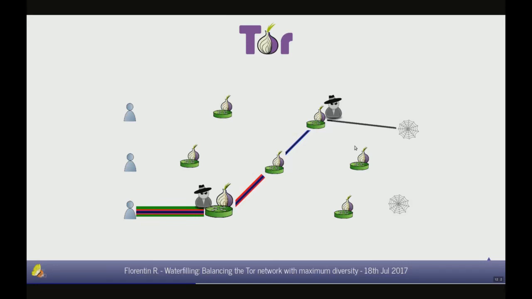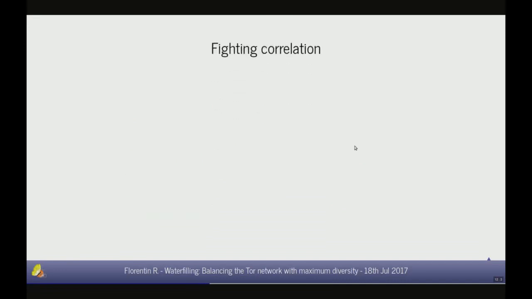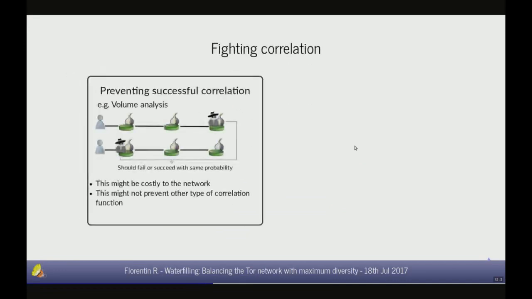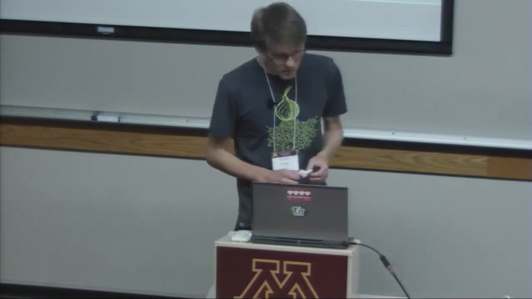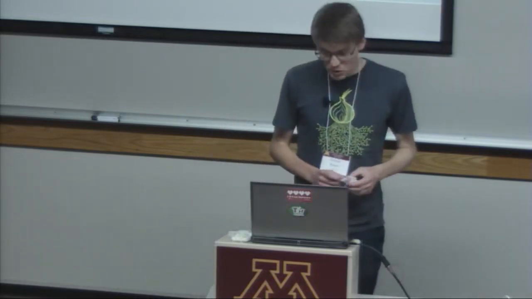To fight this issue, there are mainly two approaches. The first one is to consider only the correlation function of the adversary, and what you want to do is to make its correlation fail or succeed with the same probability, so its function should output yes or no with the same probability. But the problem is that it might be costly to the network, and also it might not prevent other types of correlation from succeeding.